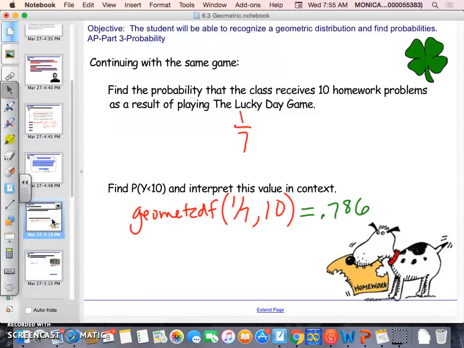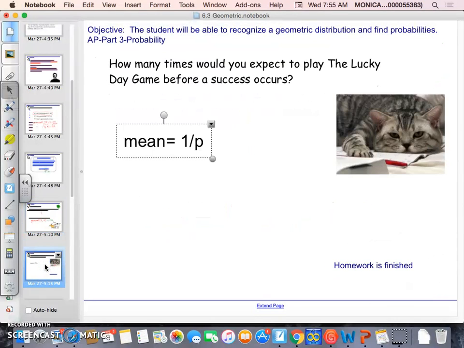So there's a 78% chance that the class is going to receive 10 homework problems as a result of playing the game. So this would be a situation where we said, if you guess correctly, I won't give you any homework. But if you guess incorrectly, you will get homework problems based on the number of incorrect guesses. Now let's look at this question.